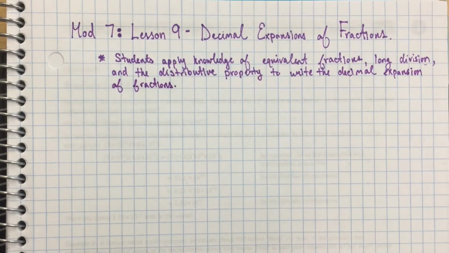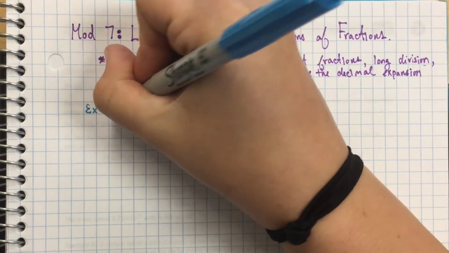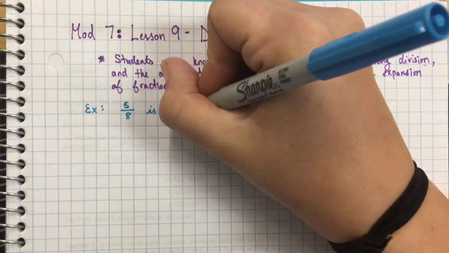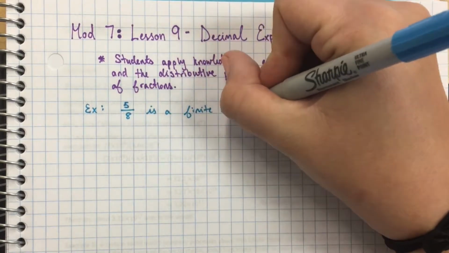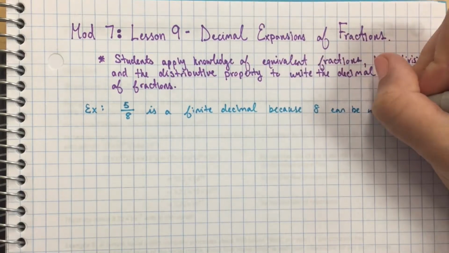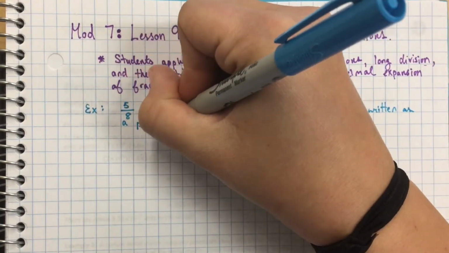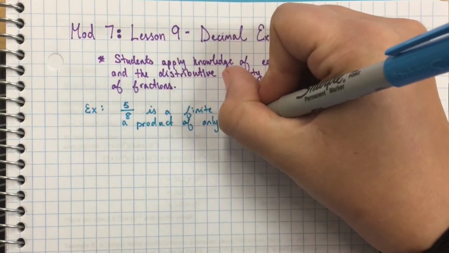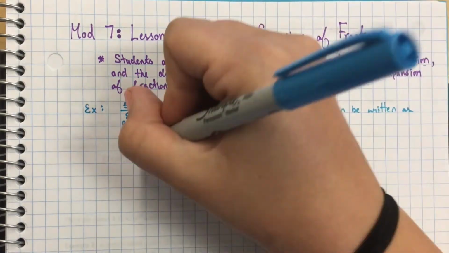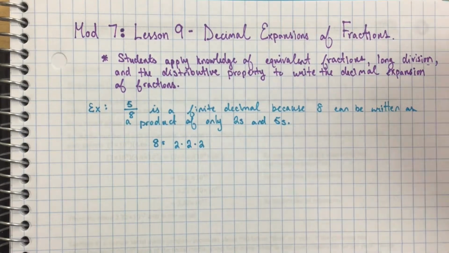So we're going to look at a couple different things. We're going to look at equivalent fractions, long division, and distributive property in order to change a fraction to a decimal. So the first example we're going to do is 5/8. And we know that 5/8 is a finite decimal because 8 can be written as a product of only 2's and 5's. And that's a rule that we learned in lesson 5, 6, 7, 8.